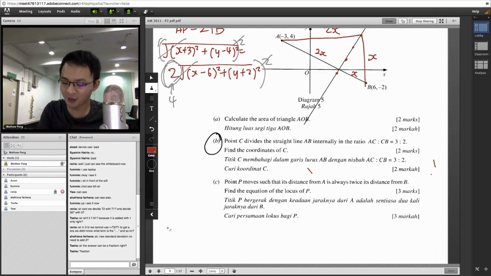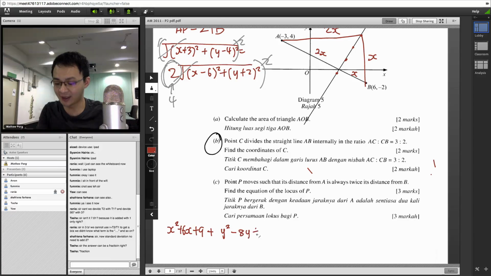Alright, so I expand this one. This one should be x squared plus 6x plus 9. And then I expand the second one, which is y squared minus 8y plus 16, equals, the 2 here will become 4, and then expanding this one is x squared minus 12x plus 36.